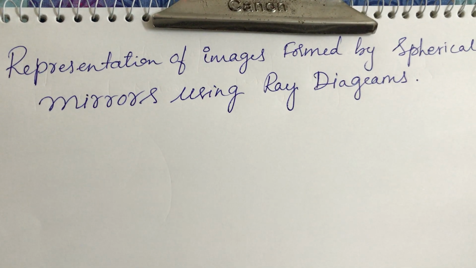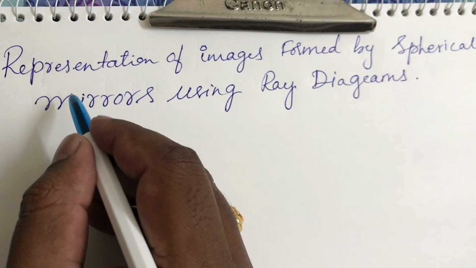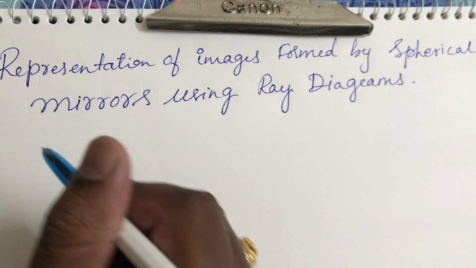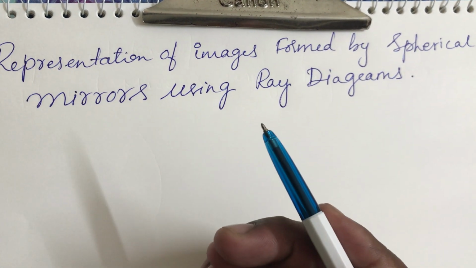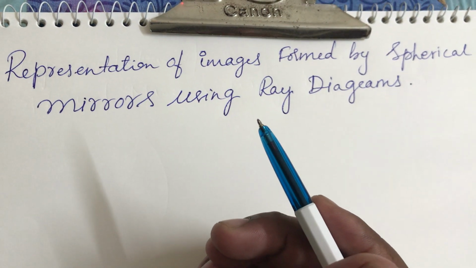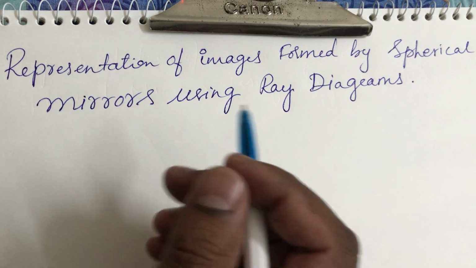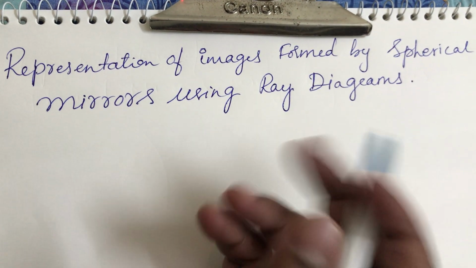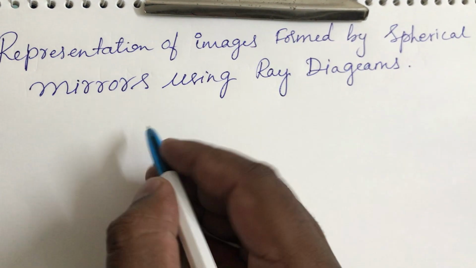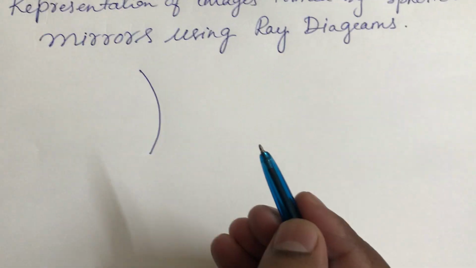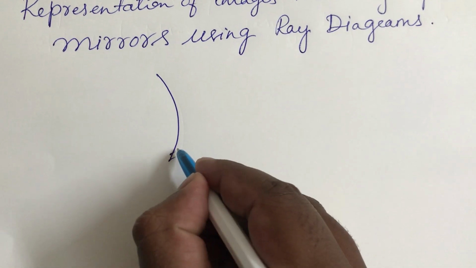Hello everyone. Today I am going to discuss representation of image formed by spherical mirrors using ray diagrams. This is one of the most important things to understand image formation in mirrors. Let us consider a concave mirror.